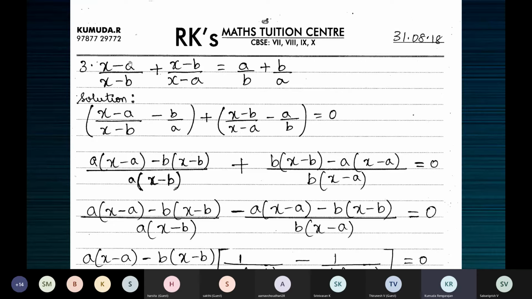What we do is, can we see an A and B here, A by B kind of here? It's not A by B, it's X minus A by X minus B, but A in the numerator, B in the denominator.